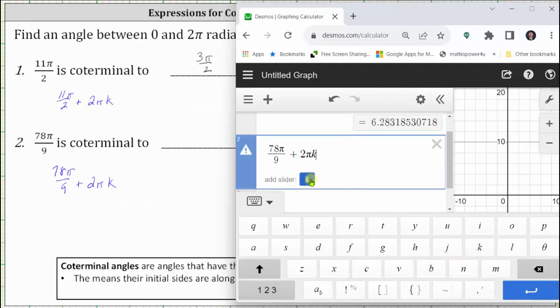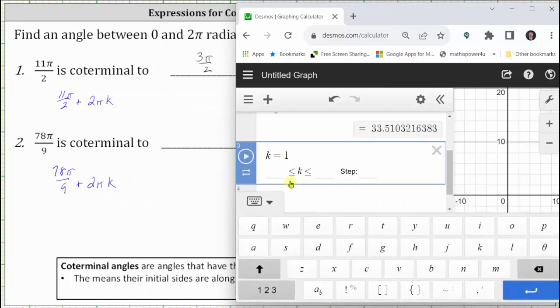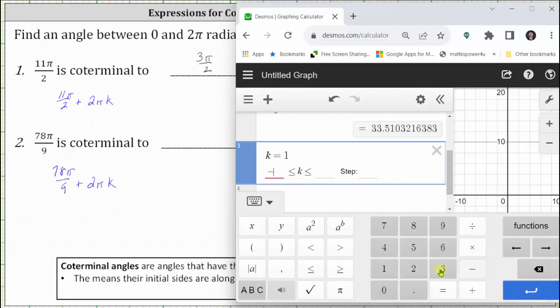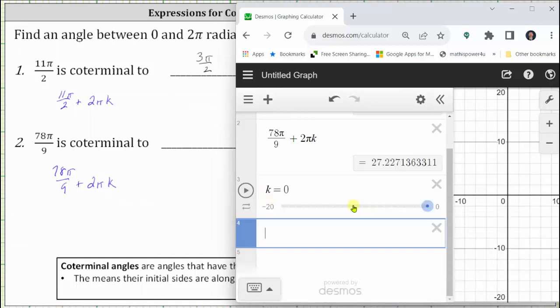Next, we create a slider for k. We know k has to be negative in order to determine a coterminal angle between 0 and 2 pi radians. Let's click in cell 3. Let's change the interval for k from, let's say, negative 20 to 0. The step has to be 1 because k is an integer. And now we click outside cell 3, close the keyboard, and now what we're going to do is determine the value of k that will give us a coterminal angle between 0 and approximately 6.28 radians.